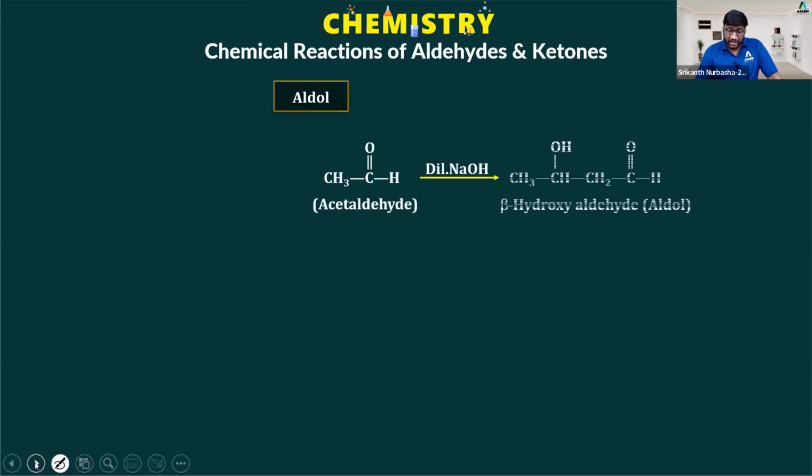Next, aldol: CH3CHO, acetaldehyde, I have treated with dilute NaOH. It forms CH3CH(OH)CH2CHO. A beta hydroxy aldehyde, or aldol, is obtained.